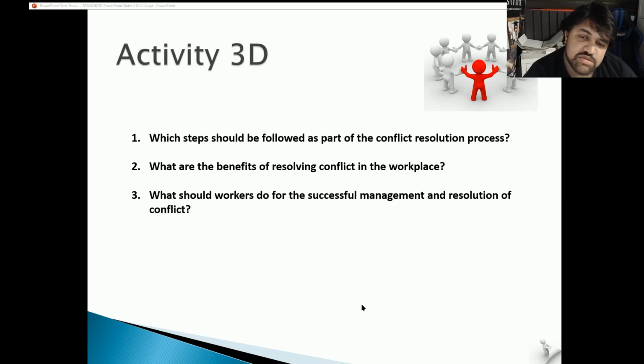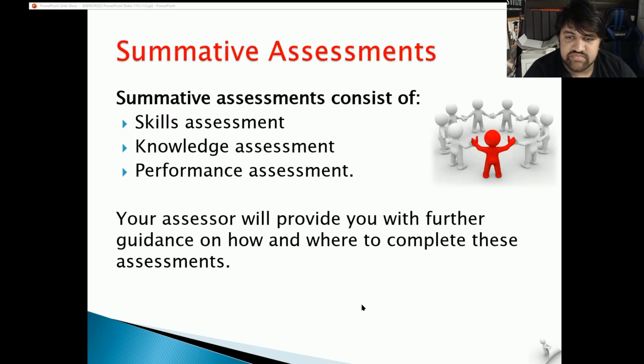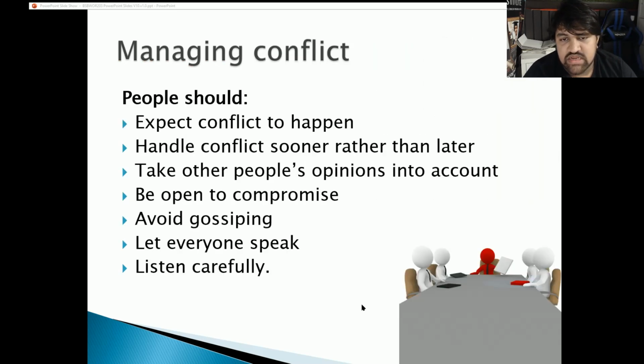What should workers do for the successful management and resolution of conflict? So when we're successfully resolving a conflict, we should be expecting that there's a conflict, and we should have contingencies in place so that we can solve them. Handle conflicts sooner rather than later. Take everybody's opinion into account. Be open to compromise with each other. Avoid gossiping. Let everyone speak and listen carefully.